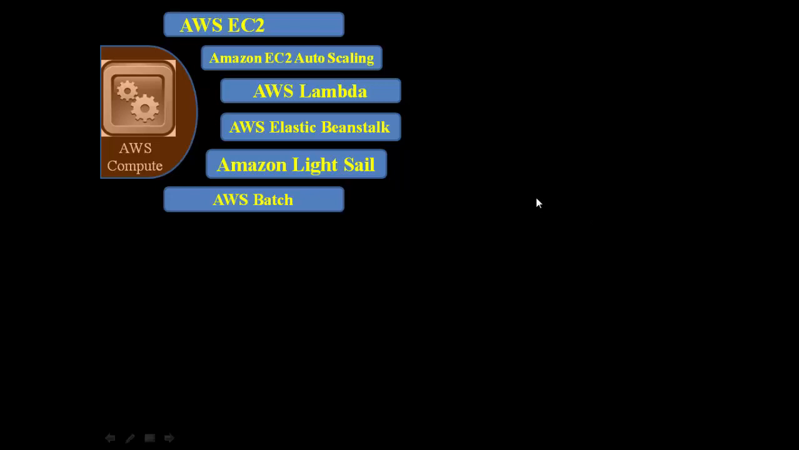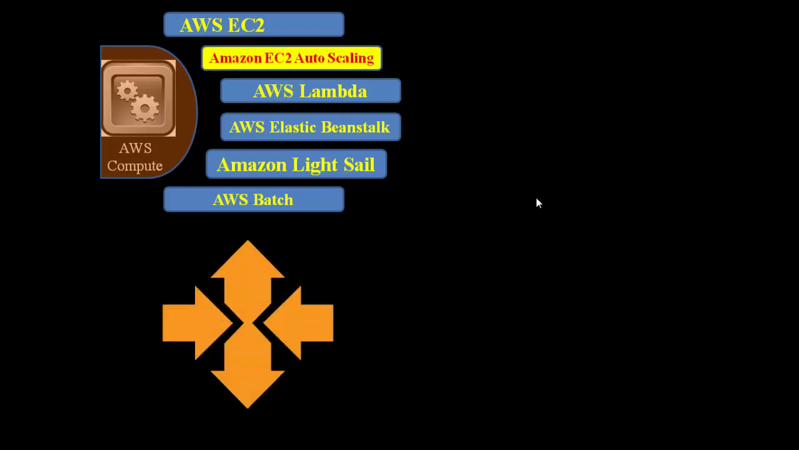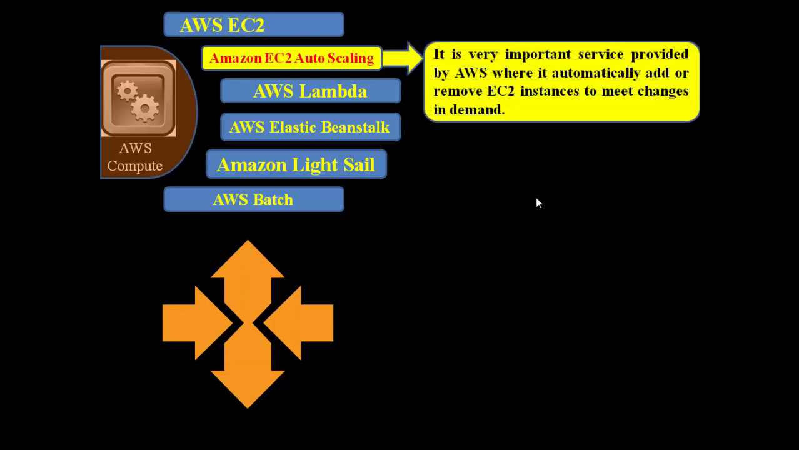Now the next service is Amazon EC2 Auto Scaling. It is also part of EC2. As per the name, EC2 Auto Scaling is a very important service provided by AWS where it automatically adds or removes EC2 instances to meet changes in demand.